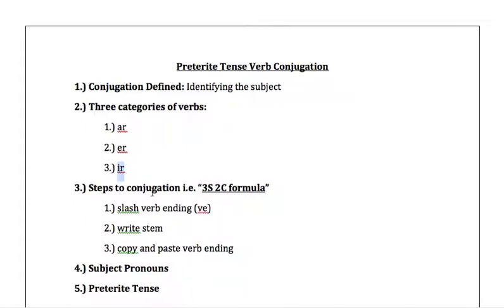Thirdly, there are three steps of conjugation. The three steps to conjugation. This is a quick formula that I came up with to help myself remember how to conjugate effectively, and that is to slash the verb ending, which would be the AR, the ER, or the IR, then to write the stem, and after you slash the AR, whatever's left over would be the stem, and then thirdly, copy and paste the verb ending, and we'll get more into that momentarily.